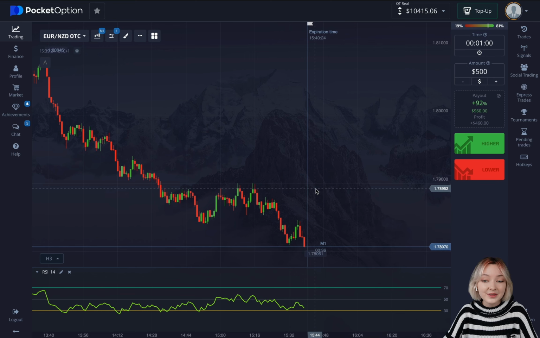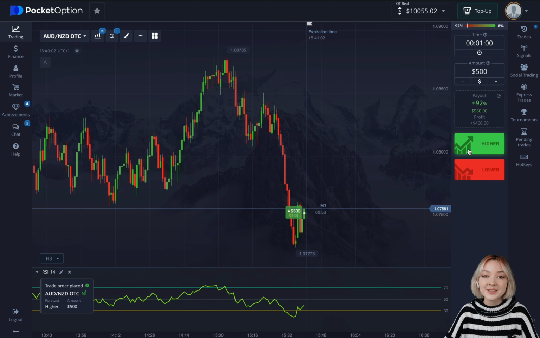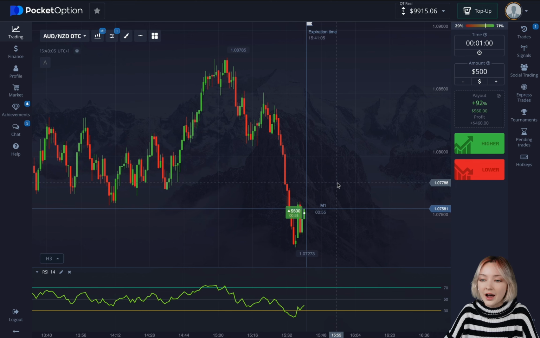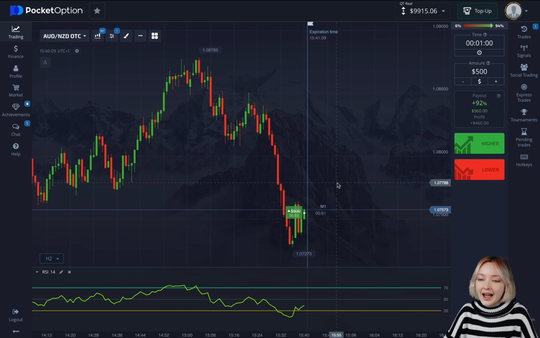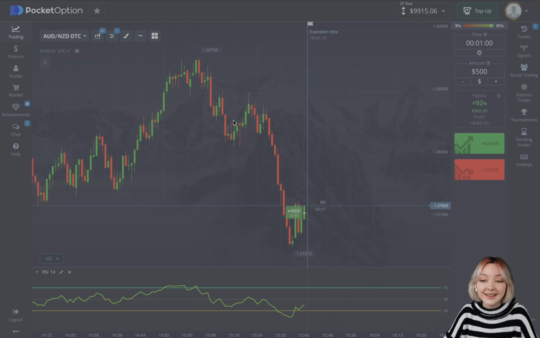If you don't know yet how the indicator works, I'm explaining some of the basic features right now. So guys, you've just watched the video on the RSI operating mechanism. Now we're finally getting to practice. I've already placed the first trade. Let's clear this one up and apply it in action.